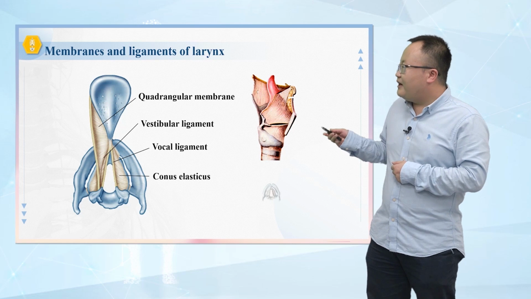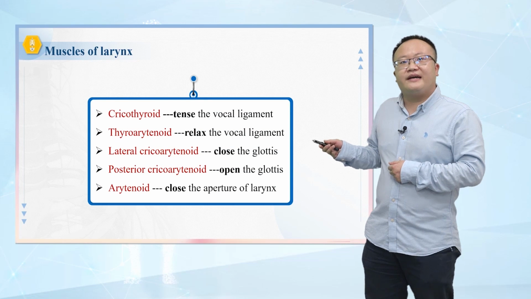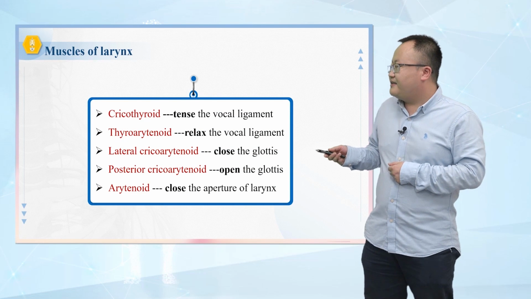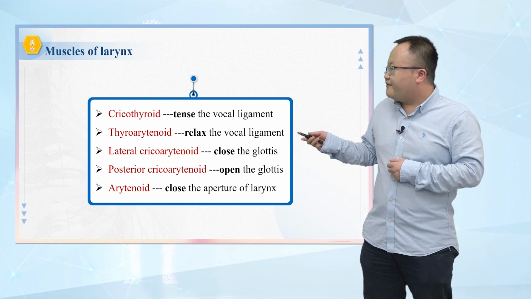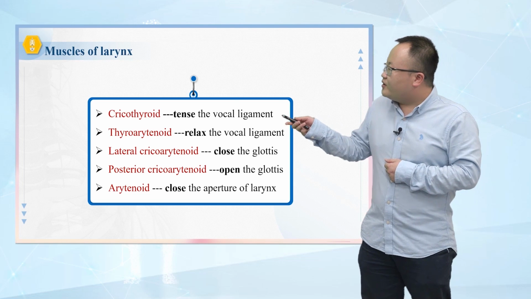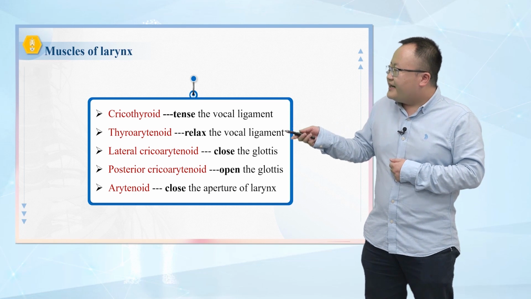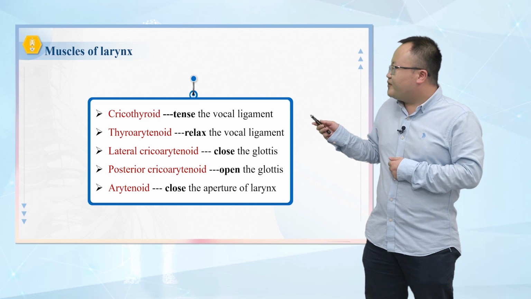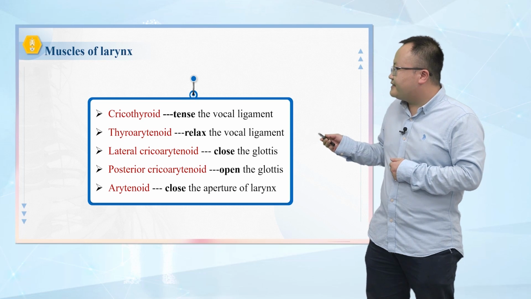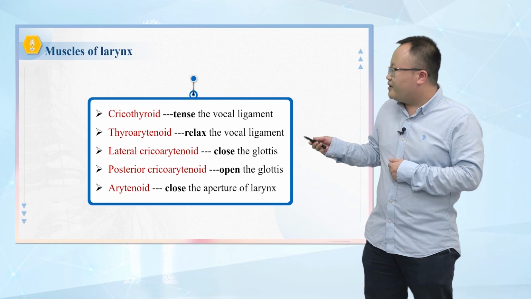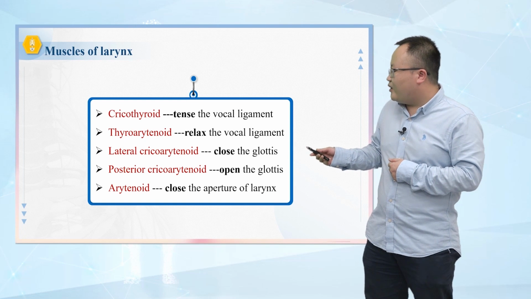This picture illustrates the ligaments. As for the muscles of larynx, here we list 5. The cricothyroid tenses the vocal ligament, while the thyroarytenoid does the opposite thing. The lateral cricoarytenoid closes the glottis, and the posterior cricoarytenoid opens the glottis. The arytenoid just closes the aperture of larynx.